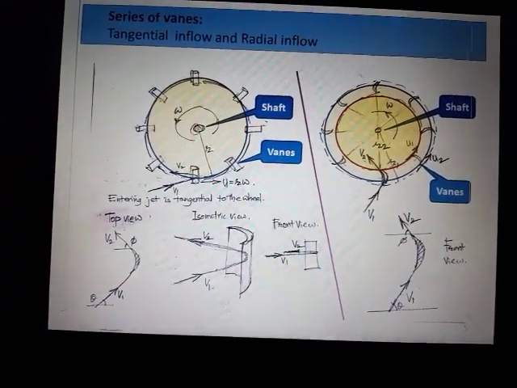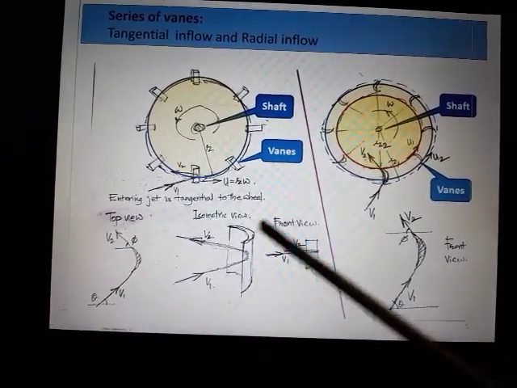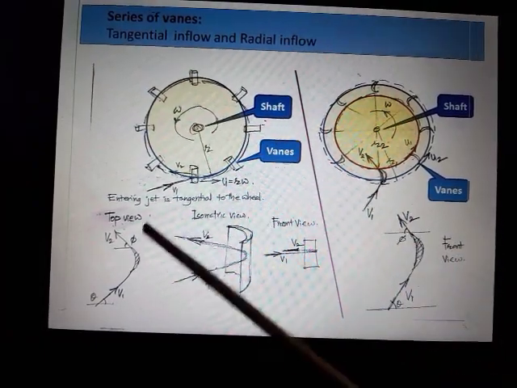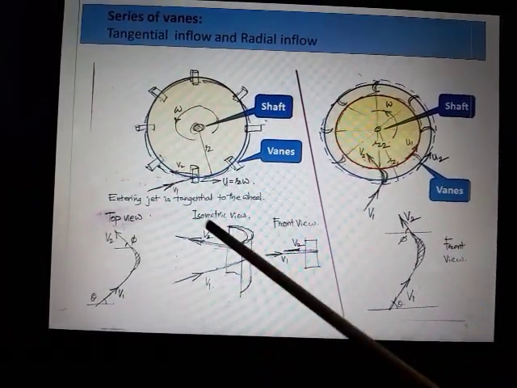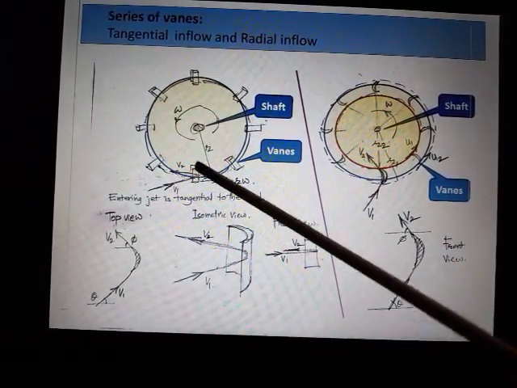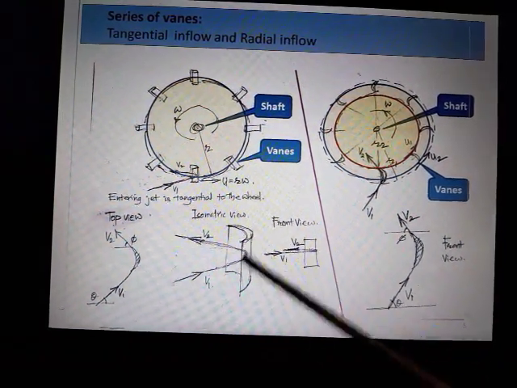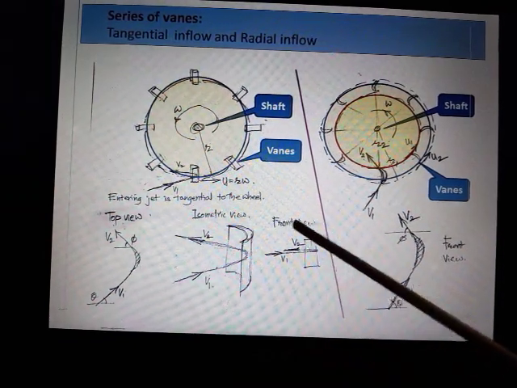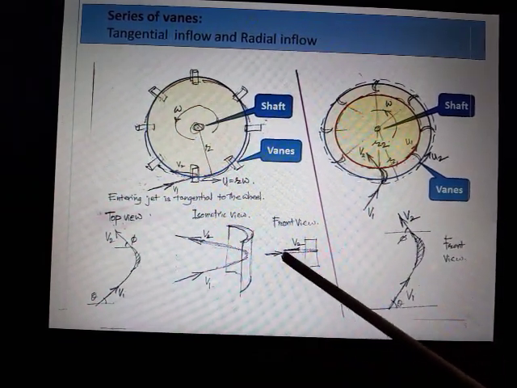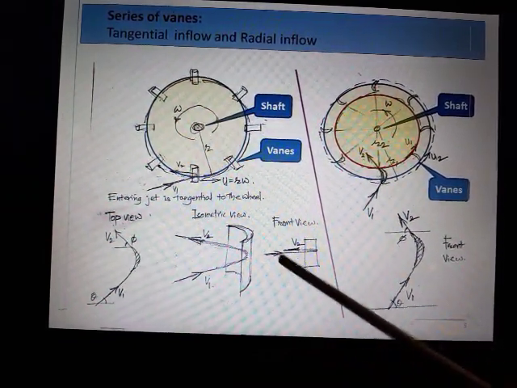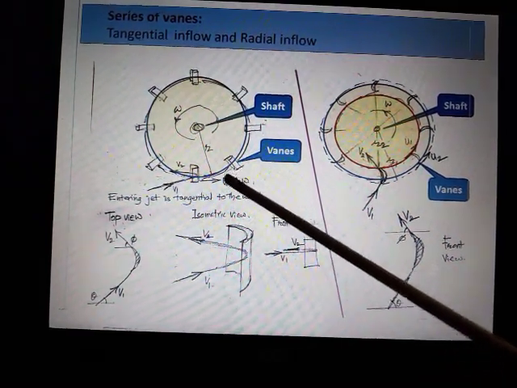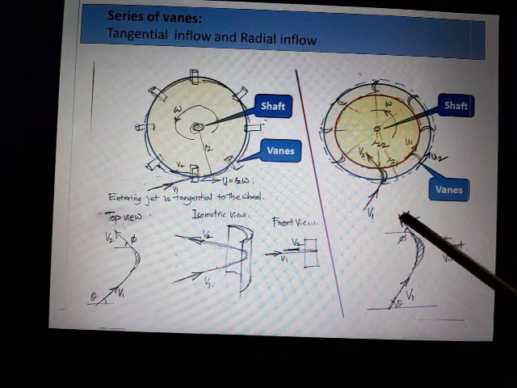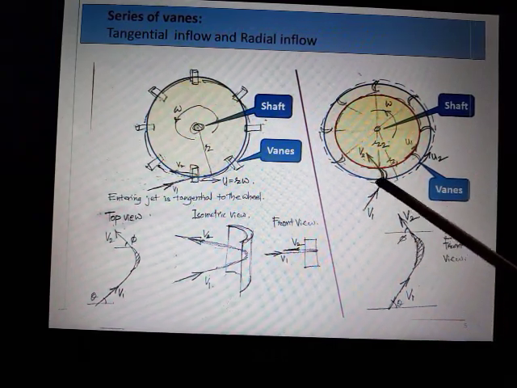Schematically, the same information is shown here. So this is the tangential inflow, right? This is the top view of the blade. You can see here an enlarged isometric view of the blade. The entry of the jet, and then it hits and goes that way. Exactly the front view will be something like this. The velocities will be one behind the other. So this is the case of tangential flow, whereas here it is radial flow.